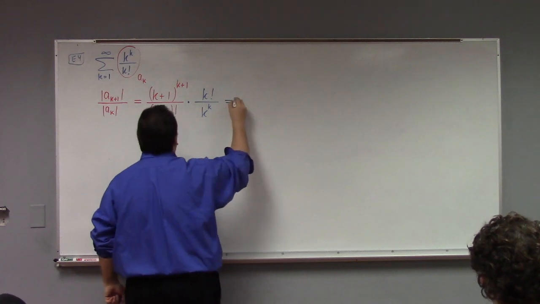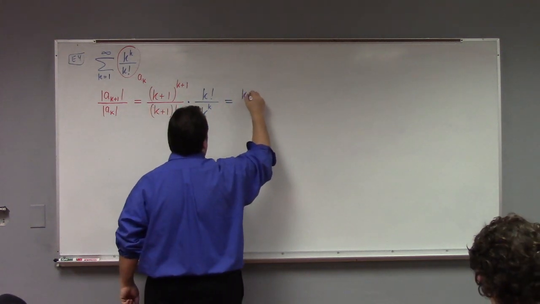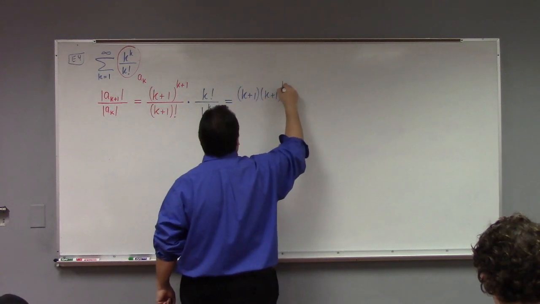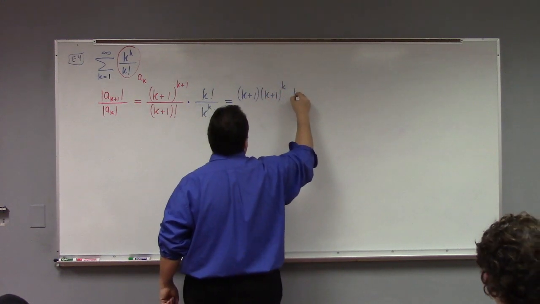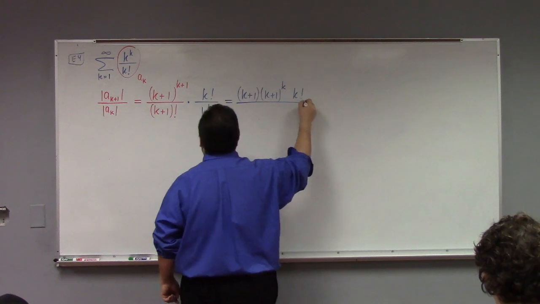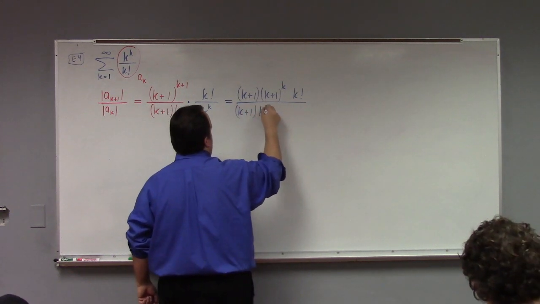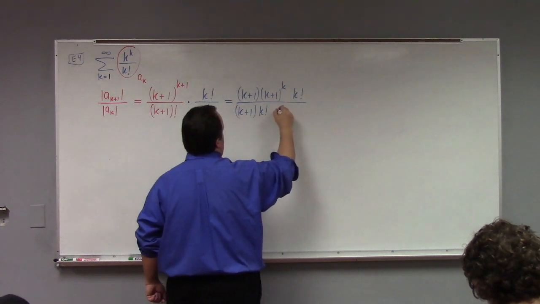Let's see here. So then that is equal to k plus 1 times k plus 1 to the k times k factorial, divided by k plus 1 times k factorial times k to the k.